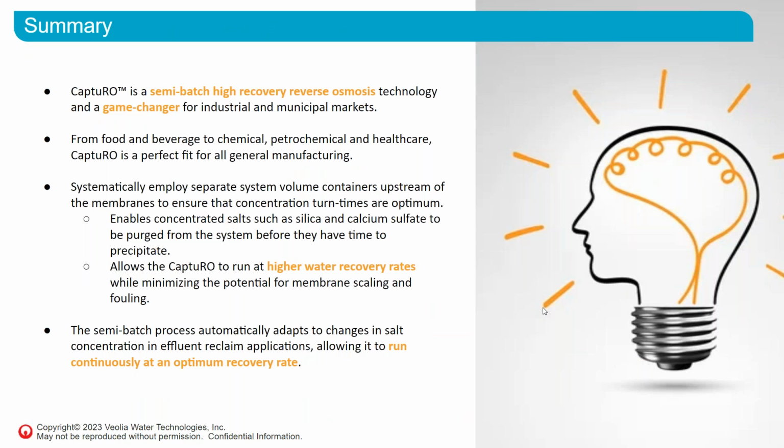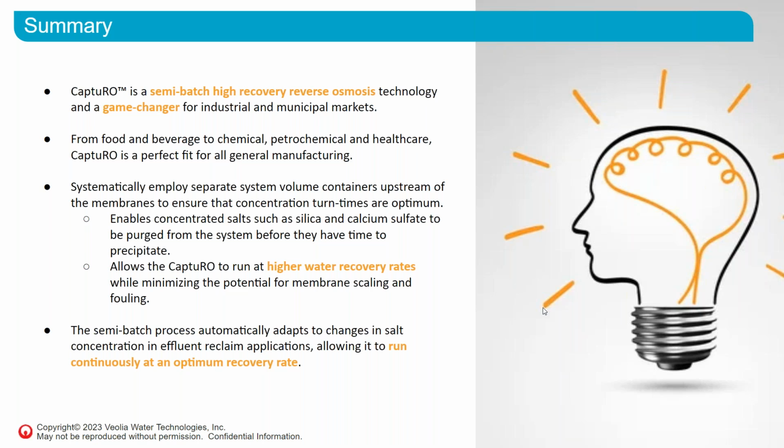So in summary, CaptuRO is a semi-batch, high recovery reverse osmosis technology, and we feel it's a game changer for industrial and municipal markets, allowing clients to get the highest possible recovery, especially when you're dealing with salts that are slow to precipitate, like silica or calcium sulfate. And it serves a wide range of markets, from food and beverage to chemical to petrochemical, from light to heavy industry. It's a good fit for pretty much all general manufacturing markets.